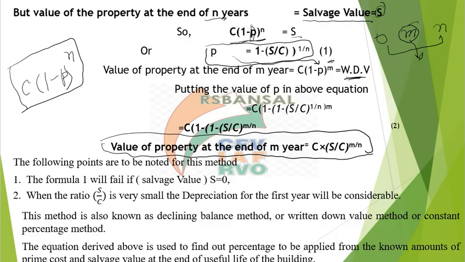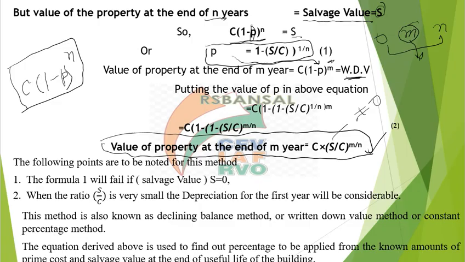But remember, this formula will be useful only if S is not equal to 0, meaning if salvage value is not equal to 0. If salvage value is 0, this whole thing will become 0, so this formula cannot be used in that case. Generally, in case of insurance, salvage value is assumed to be equal to 0. So you have to remember this. This is one equation which you can use if the salvage value is known to you.